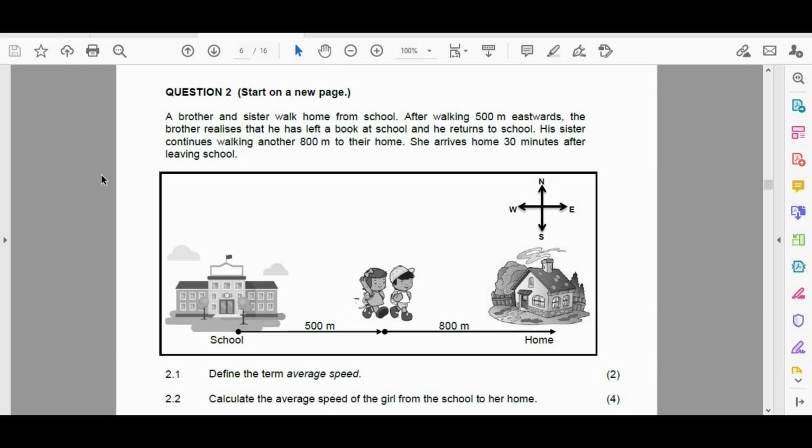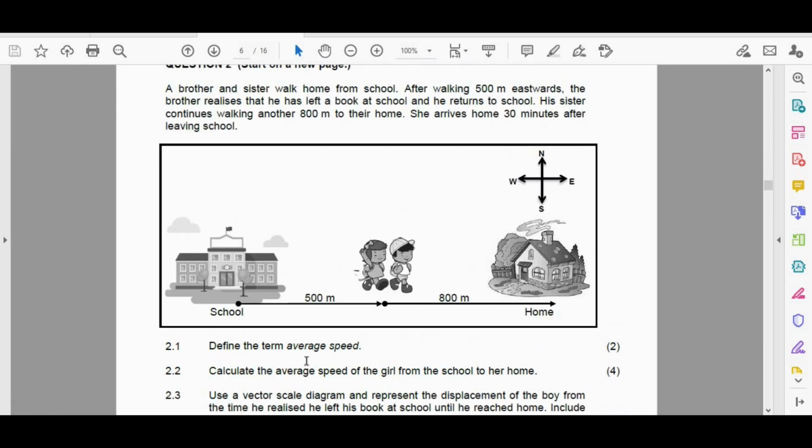So possibly the brother could have arrived home after close to an hour of walking. If I'm reading this question correctly, the 30 minutes after leaving school is from the time she left school all the way home. The brother probably took just more than an hour, because he already walked about 500 meters, then went back there and then back again. But that's not really important. That's just me making sense of the question.